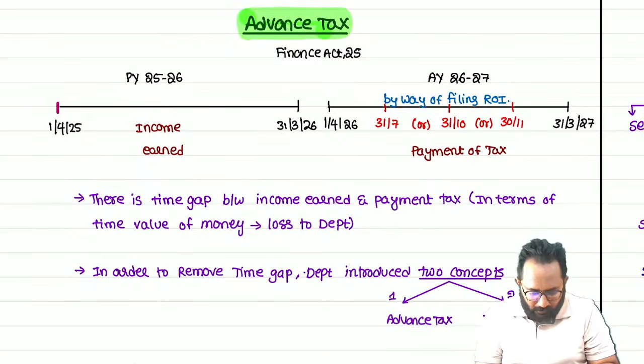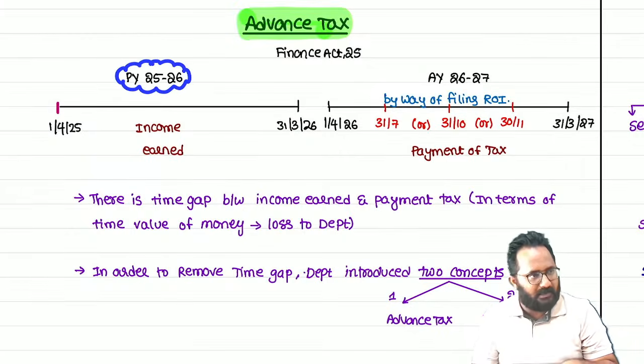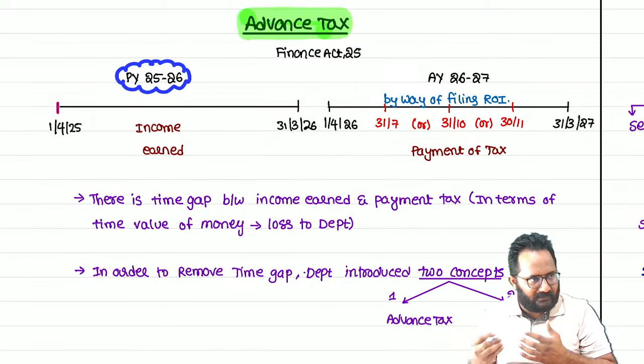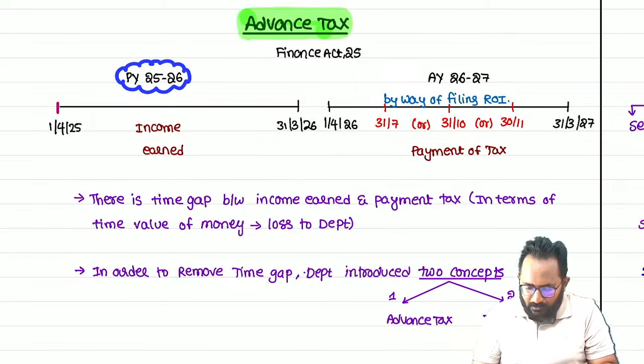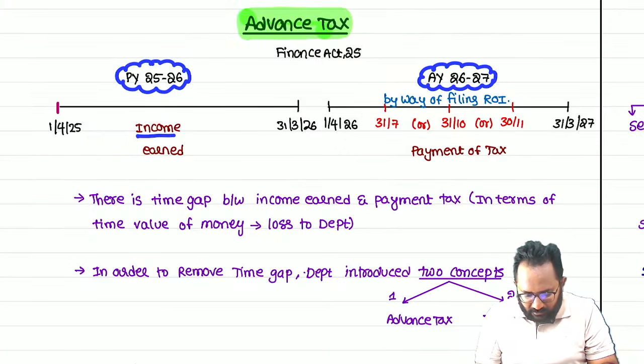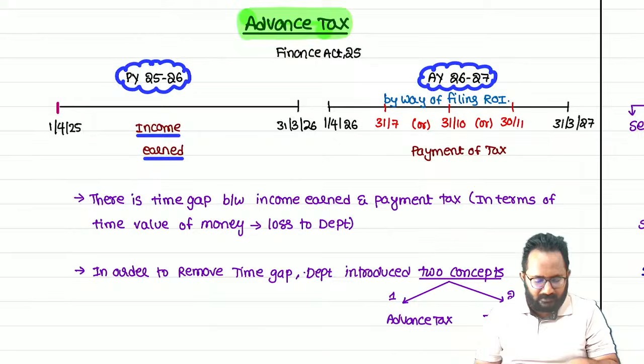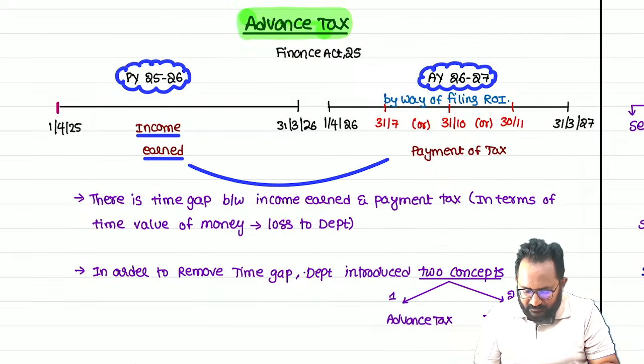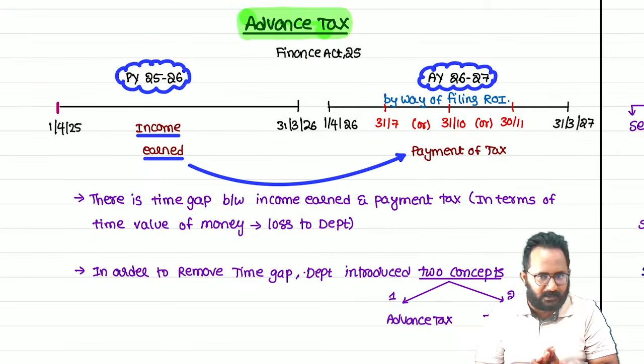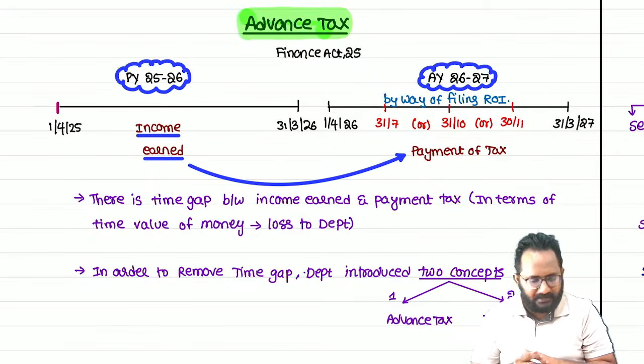What is the previous year for our examinations? 25-26. The immediately next financial year is called what? Assessment year. So what is the previous year? The year in which you are earning the income is called the previous year. And on that income we are required to pay the tax in which year? Assessment year. How are we going to pay the tax in the assessment year? By way of filing the return of income.